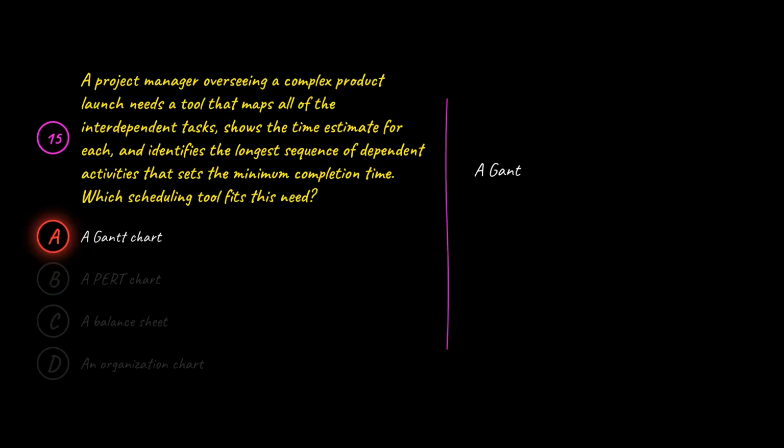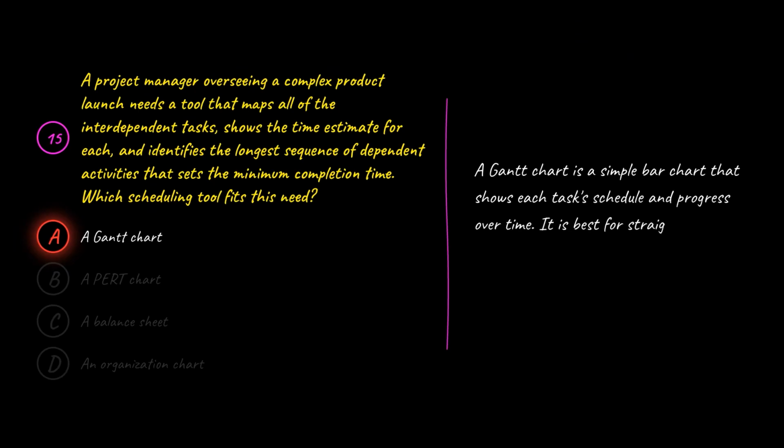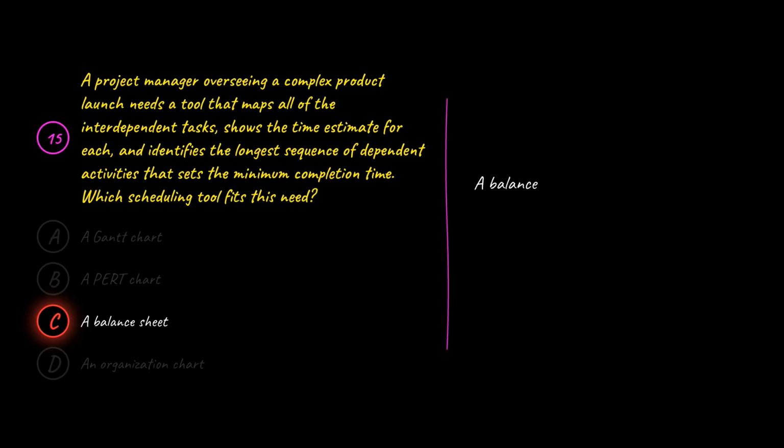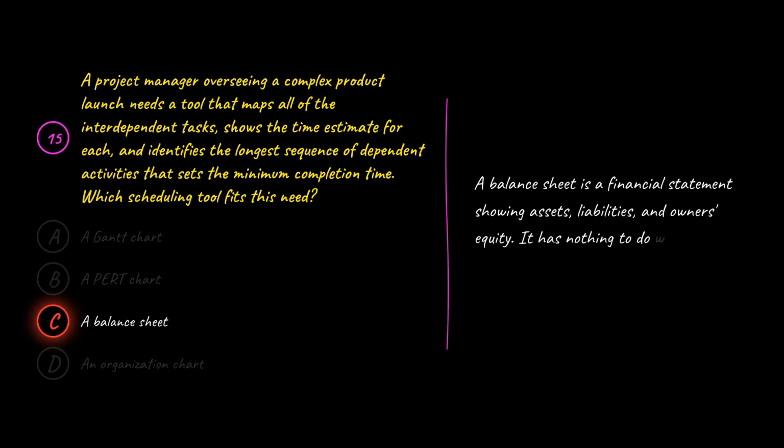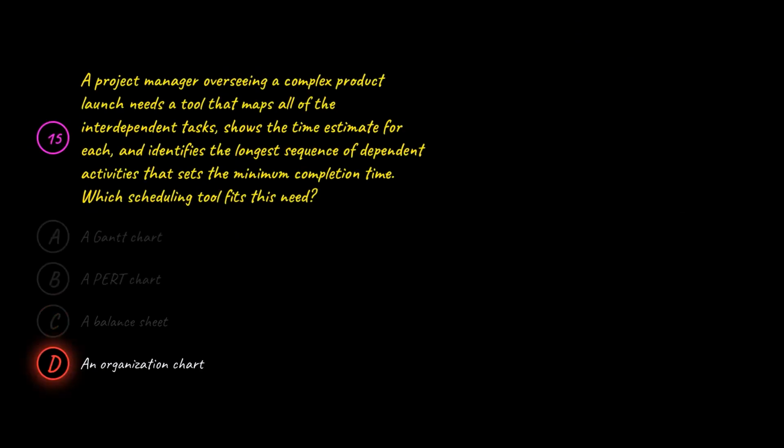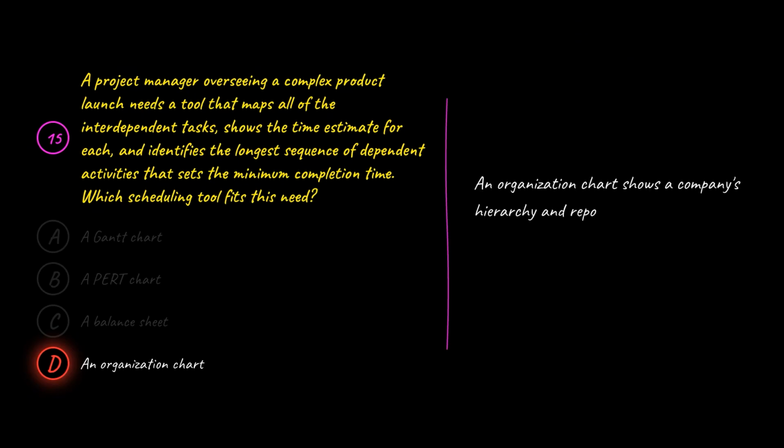A is wrong because a Gantt chart is a simple bar chart that shows each task's schedule and progress over time. It is best for straightforward projects and does not map dependencies or highlight a critical path. C is wrong because a balance sheet is a financial statement showing assets, liabilities, and owner's equity. It has nothing to do with scheduling project tasks. D is wrong because an organization chart shows a company's hierarchy and reporting relationships. It does not track task timing or dependencies in a project.